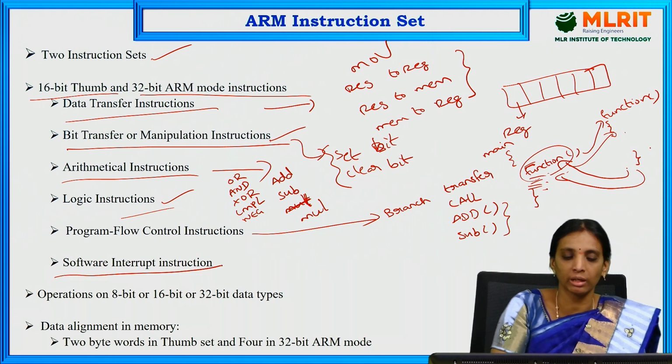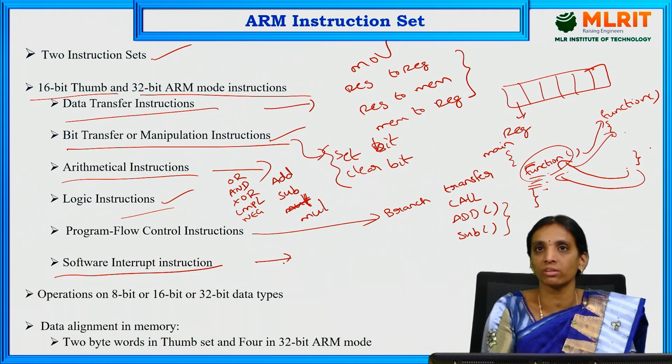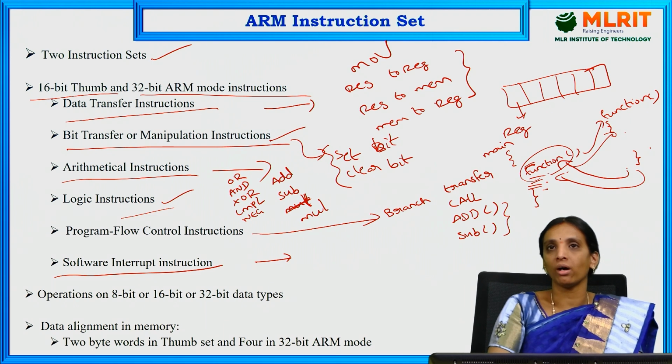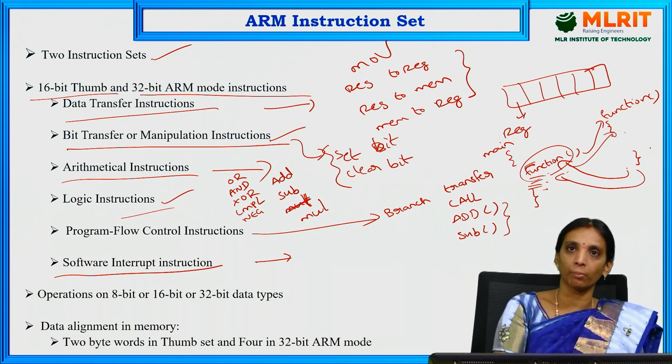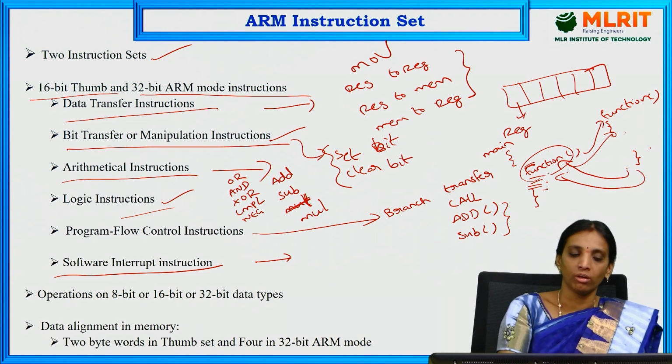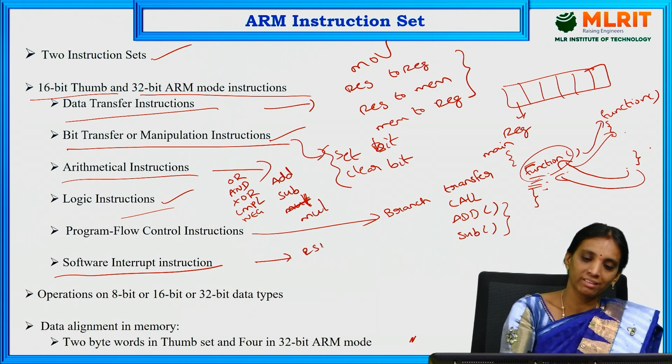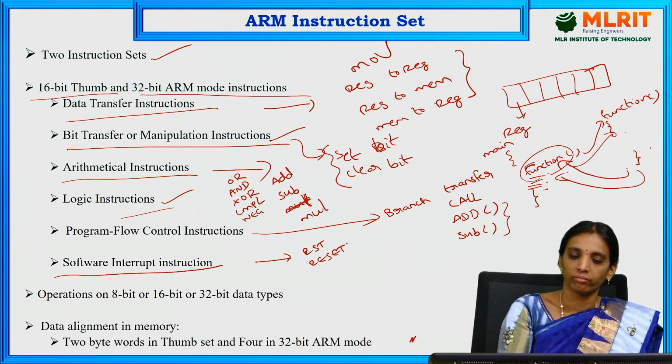And software interrupt instructions. So interrupt instructions are nothing but if any event occurred or if we want to interrupt the processor, if we want to perform any operations, those are not required or not to be done in the main program. So we need to give the interrupts. So those are called software interrupts. Software interrupt instruction examples are restart or reset. So these are the examples for software interrupt instructions.